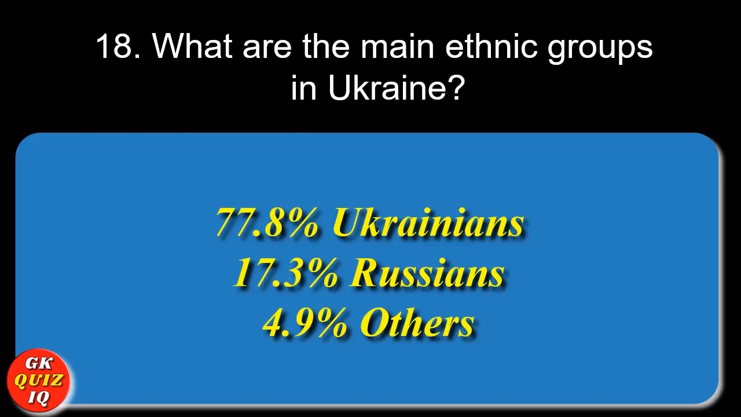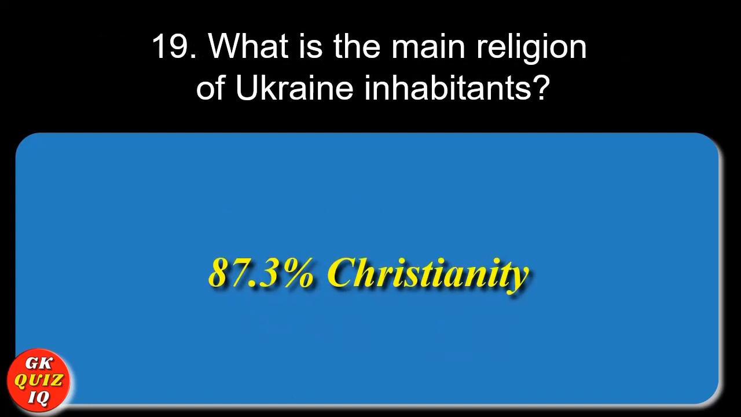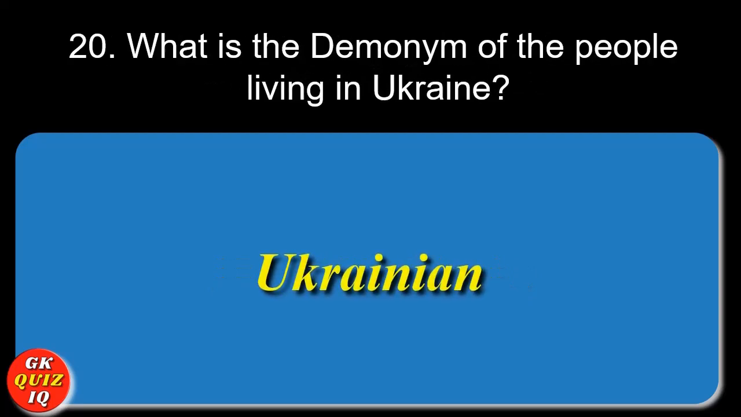What are the main ethnic groups in Ukraine? 77.8% Ukrainians, 17.3% Russians, 4.9% others. What is the main religion of Ukrainian inhabitants? Christianity, 87.3%. What is the demonym of the people living in Ukraine? Ukrainian.